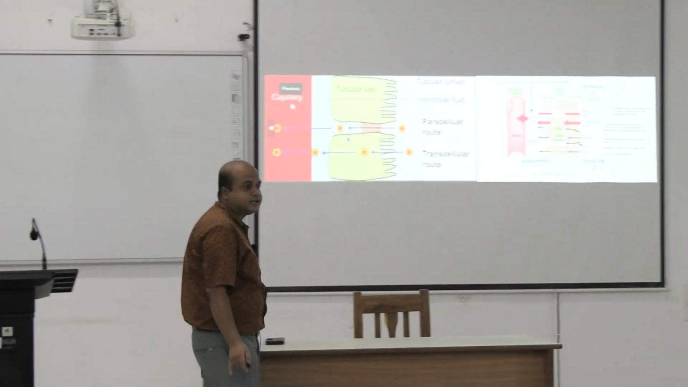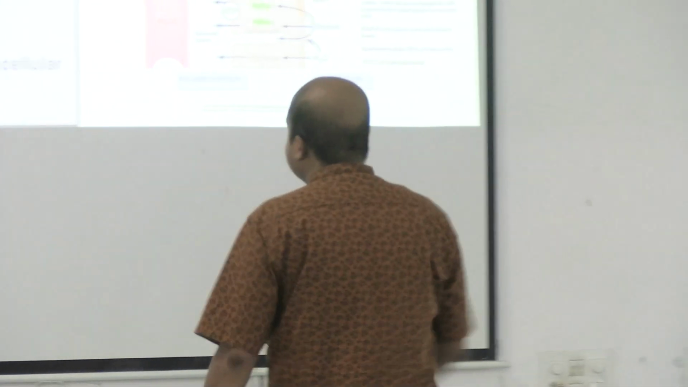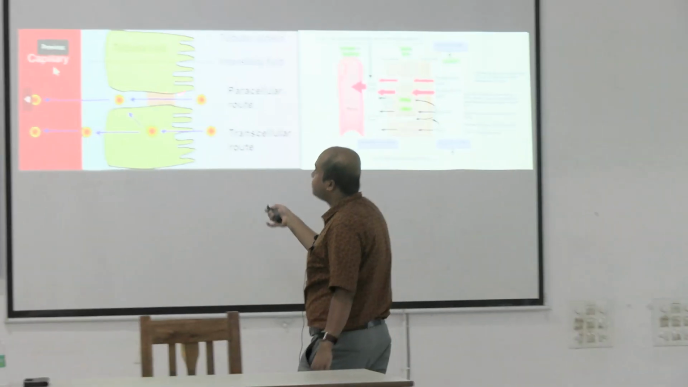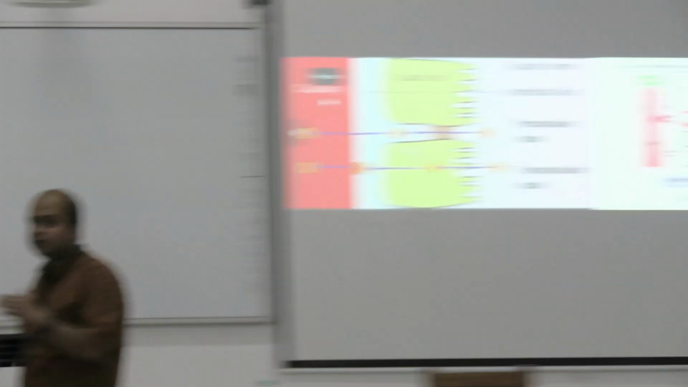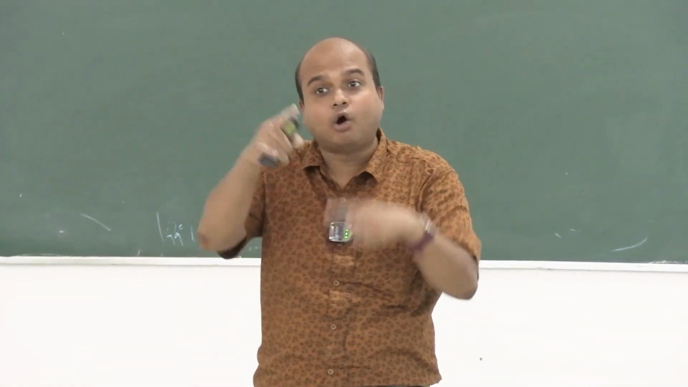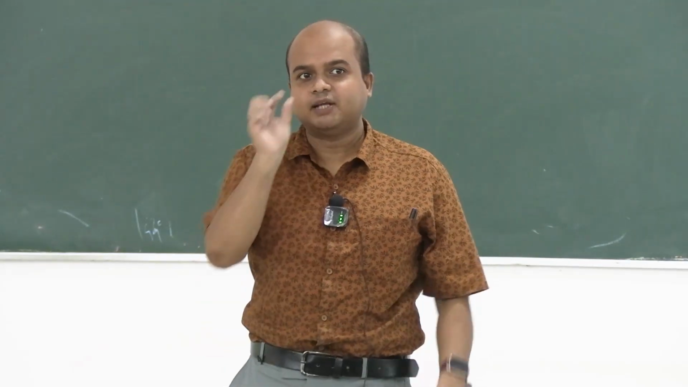Now, reabsorption and secretion, what are the basic things to know? See, this is a proximal tubular cell, any tubular cell. So, how can substances be reabsorbed? Either across the cell or in between the cells. Across the cells is called transcellular movement.